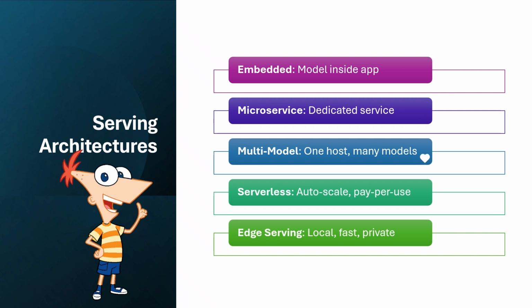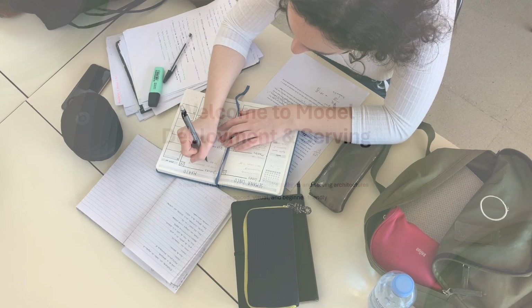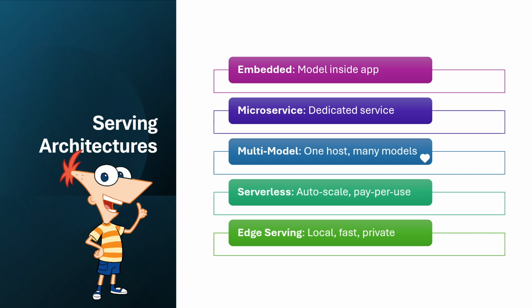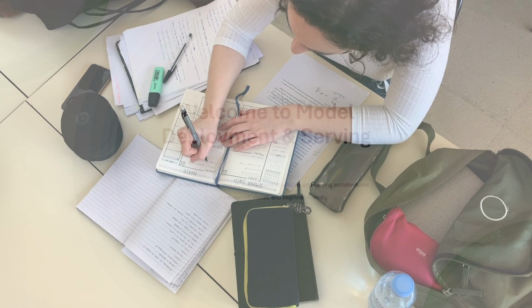Let's talk about multi model serving. It is efficient. One server hosts multiple models, great for platforms with diverse use cases, but it needs smart routing and isolation to avoid mix ups. So that's the catch right there. Next is serverless serving, and it is cloud native and super flexible. You deploy your model as a function like on AWS Lambda or Azure Functions. It auto scales, you pay only for what you use, and there's no server management. But be aware of cold starts and latency spikes.